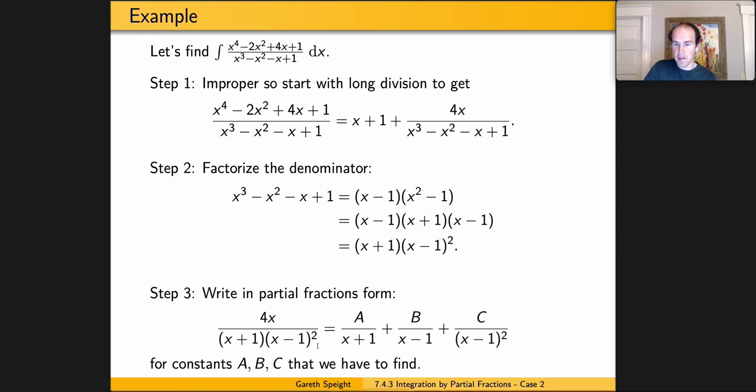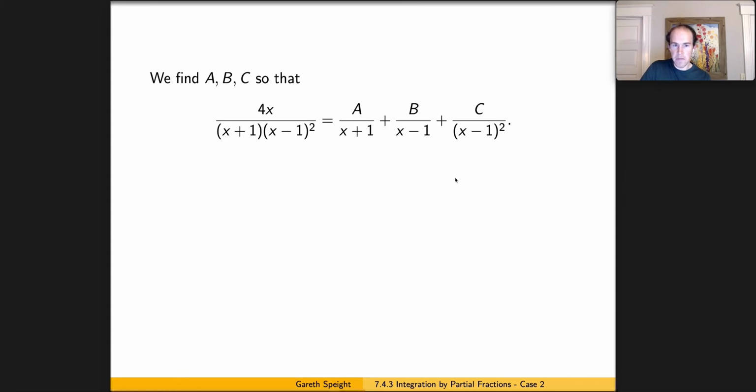So remember, it's not just a constant over x minus 1 or a constant over x minus 1 squared. We need all of the powers up to the highest power, including 1. Okay, so we have to find A and B and C. So let's try to do that. It's an algebraic step. Since we don't like fractions, we want to get rid of the fractions. So let's multiply by x plus 1 times x minus 1 squared on both sides.